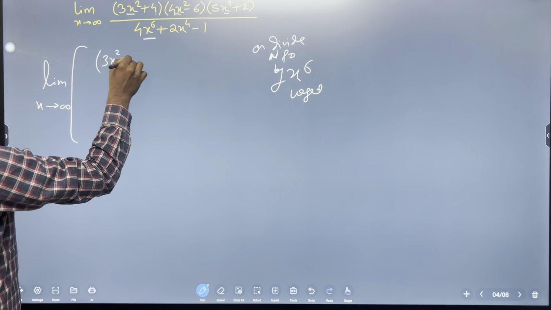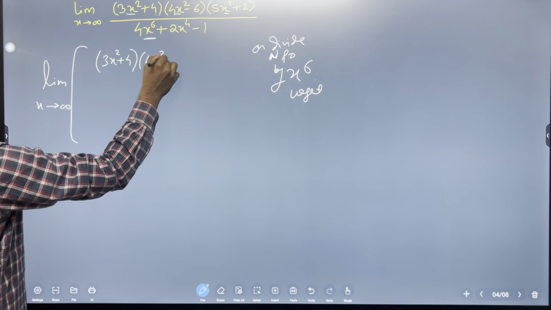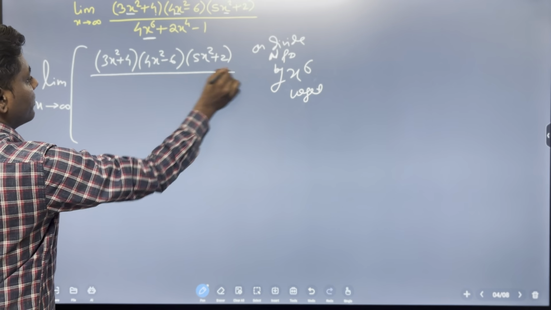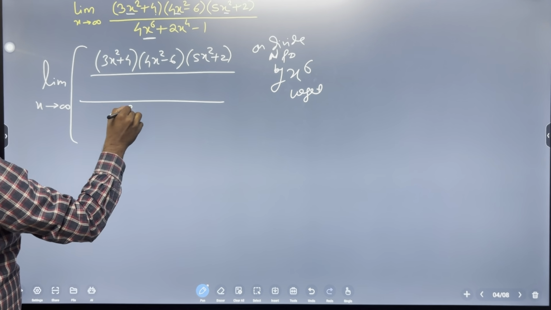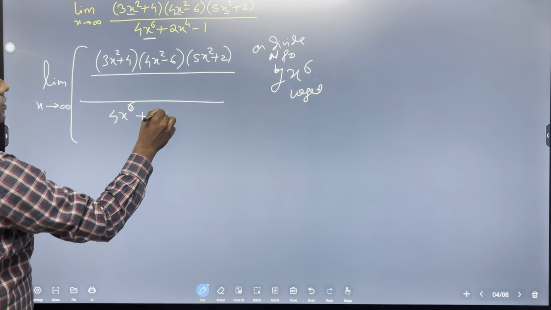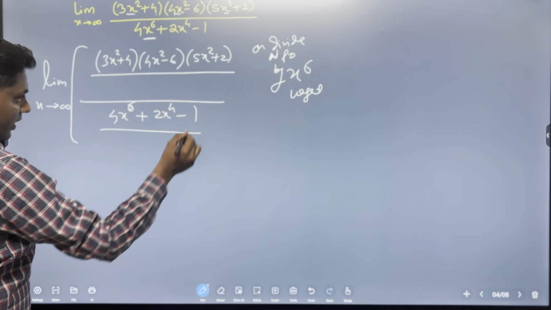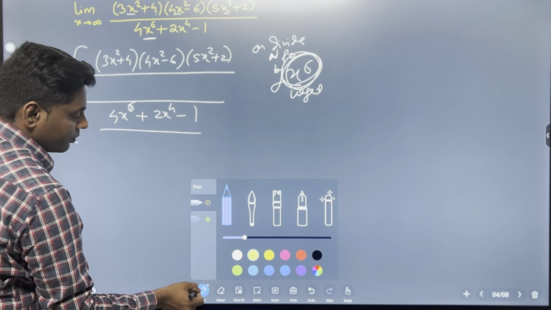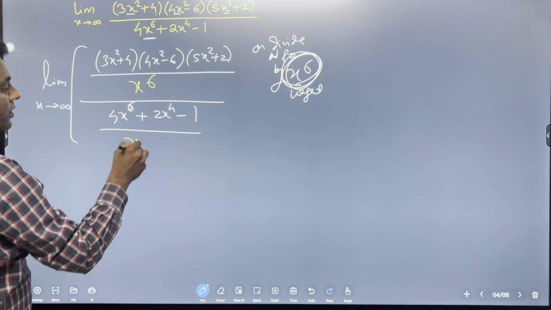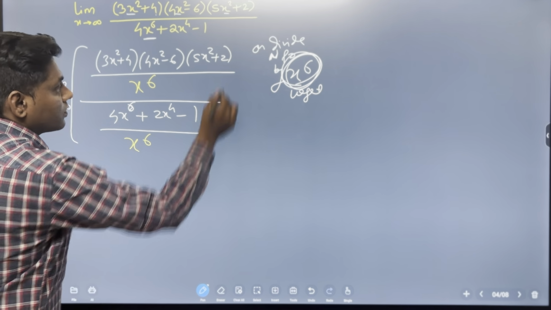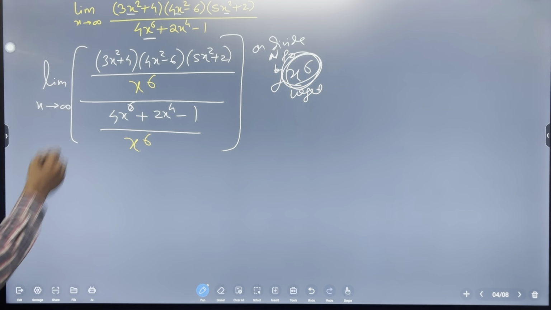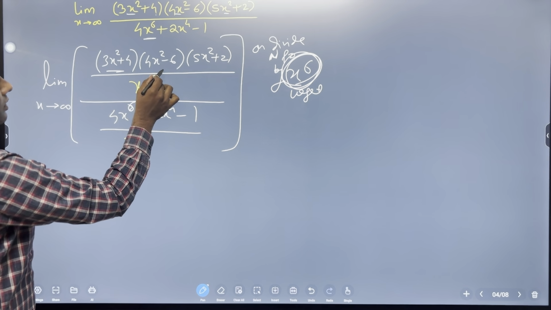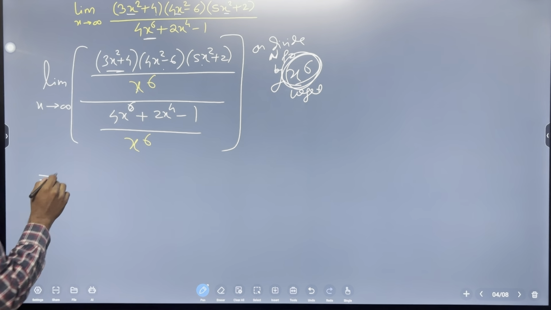3x square plus 4, 4x square minus 6, and then 5x square plus 2, divided by 4x raised to 6 plus 2x raised to 4 minus 1. So we divide both by x raised to 6. After dividing by x raised to 6, we have to separately divide each bracket, divide by x square, divide by x square, divide by x square.